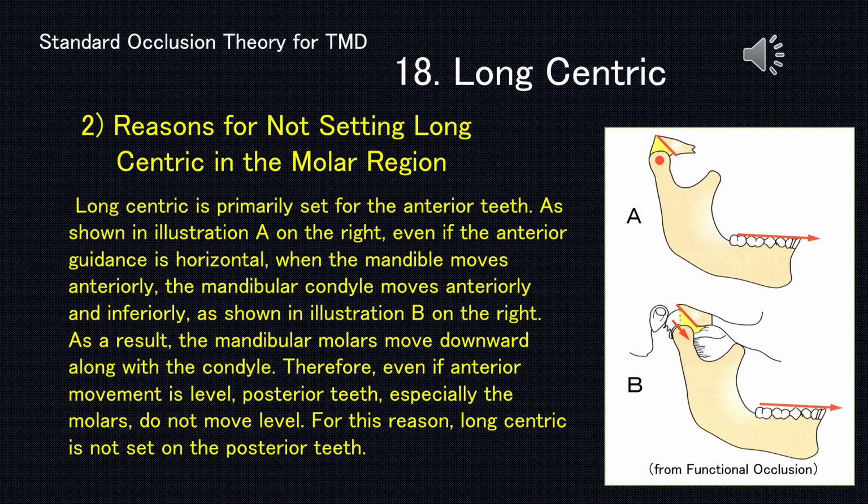As a result, the mandibular molars move downward along with the condyle. Therefore, even if anterior movement is level, posterior teeth, especially the molars, do not move level. For this reason, long-centric is not set on the posterior teeth.